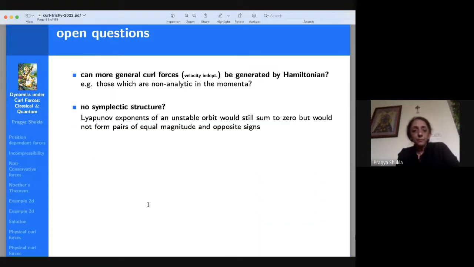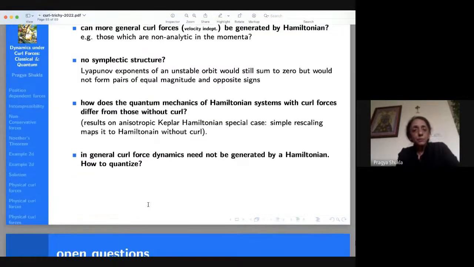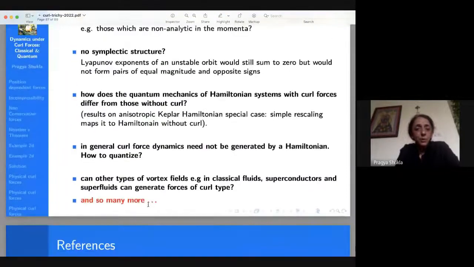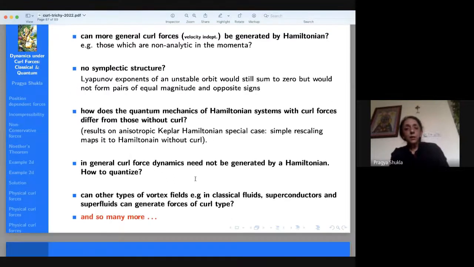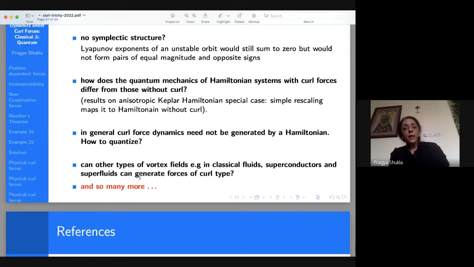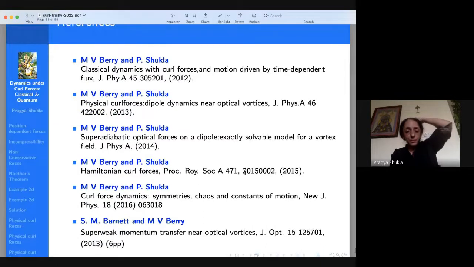Open questions. Many open questions. I have just written some which appeared to my head. Let me just go to the last one. Can more general curl forces be generated by Hamiltonian? No symplectic structure. A lot of work to be done in symplectic. How does the quantum mechanics of Hamiltonian systems with curl forces differ from those without curl? In general, curl force dynamics need not be generated by Hamiltonian. How to quantize? Can other types of vortex field, classical fluids, superconductors, and superfluids generate forces of curl type? And so many more questions. Here are the references. Thank you very much for your kind attention. Hope I have been able to give you some flavor.